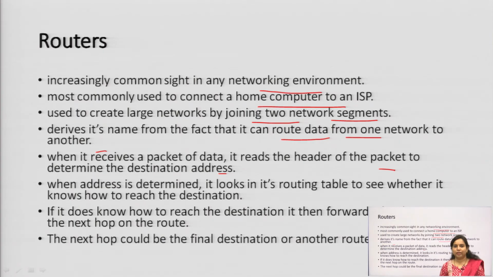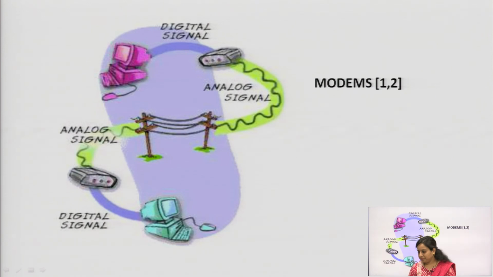When it finds out the destination address, the physical address of the particular device to which the data has to be forwarded, it will forward the data to that particular destination device. Now, next we will see the modem.